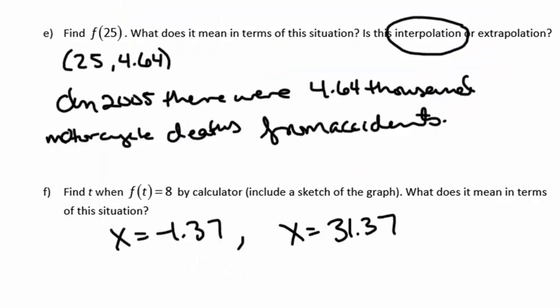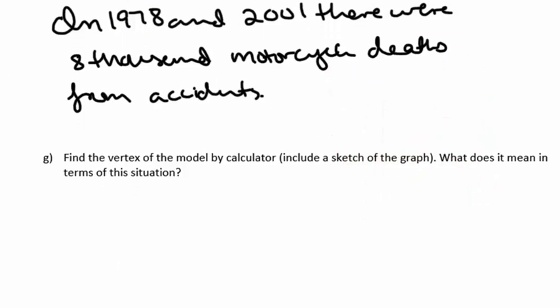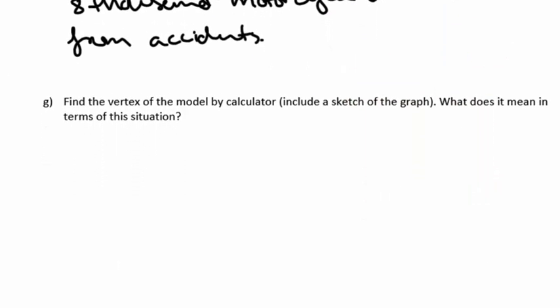Okay, what does that mean in terms of the situation? So the years I'm counting since 1980, so this is 1.37 years prior to that. So it's going to be in 1978, and 31 years after that, that's going to be in 2001. There were 8,000 deaths by motorcycles in both of those years. In part G, we want to find the vertex of the model.